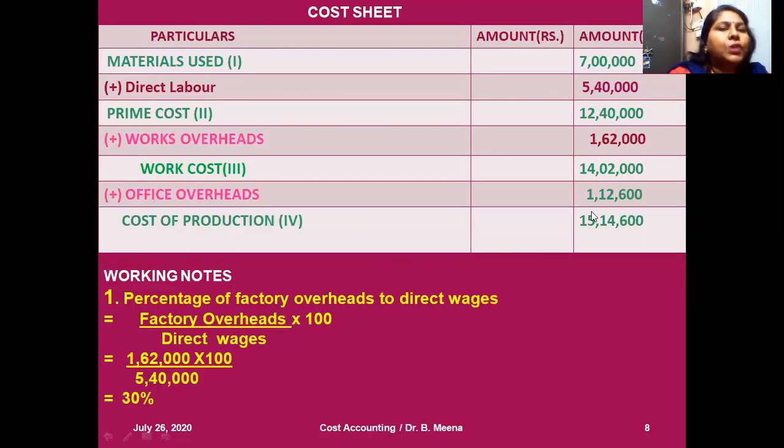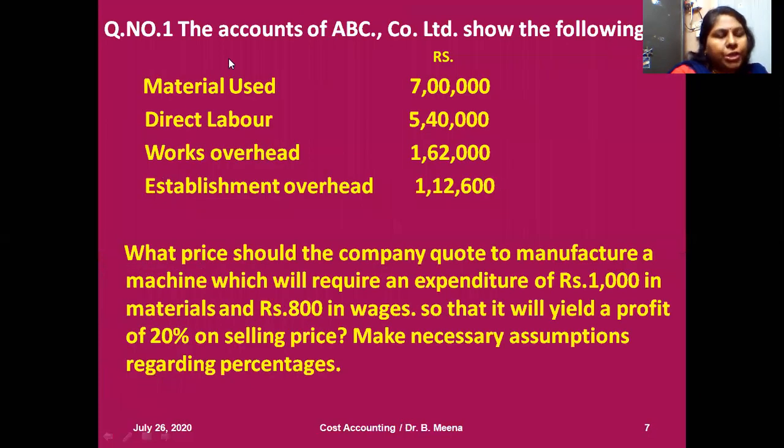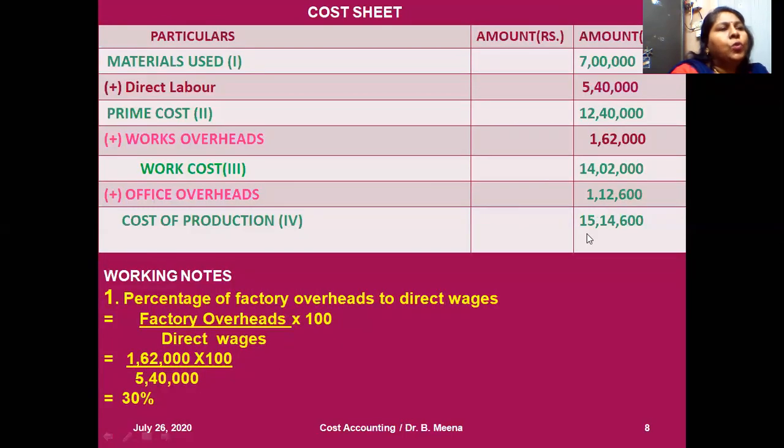That is the first work to be done whenever you are preparing a cost sheet under the tender or quotation model. Prepare the cost sheet with the information given. Make use of this cost sheet to prepare the percentages under working notes. So finally, I can say the first step of preparing the cost sheet in the tender or quotation model is to prepare the cost sheet with the given information, and then use this cost sheet information to calculate the working notes. What is our first working note? Percentage of factory overheads to direct wages.